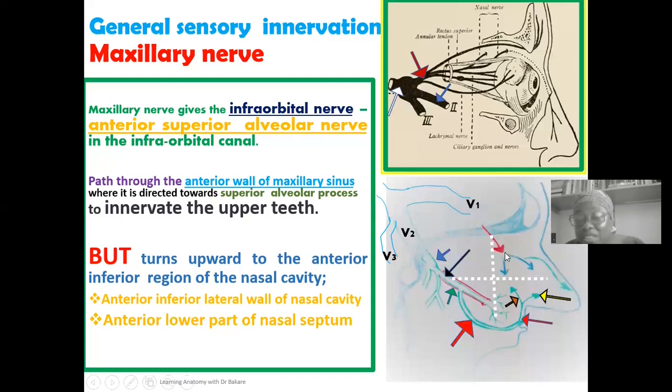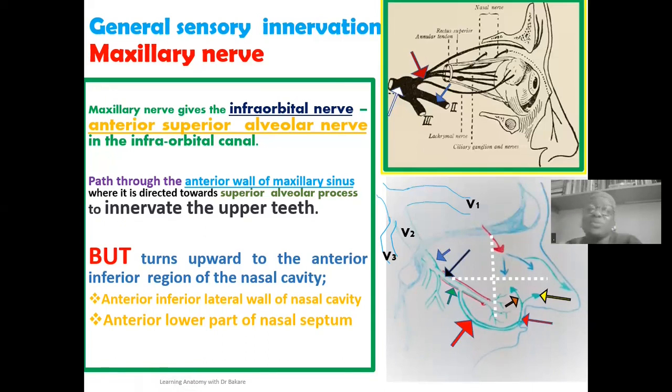For the anterior upper quadrant, we already stated in our previous slide that it is innervated by branches from the ophthalmic nerve, supplying the anterior upper lateral wall and also the anterior upper nasal septum. For the anterior inferior part down here, it is supplied by branches from the maxillary nerve. That is where we have the anterior superior alveolar nerve emerging from the infraorbital nerve, and this is what supplies both the lateral wall and the nasal septum around the anterior inferior part.